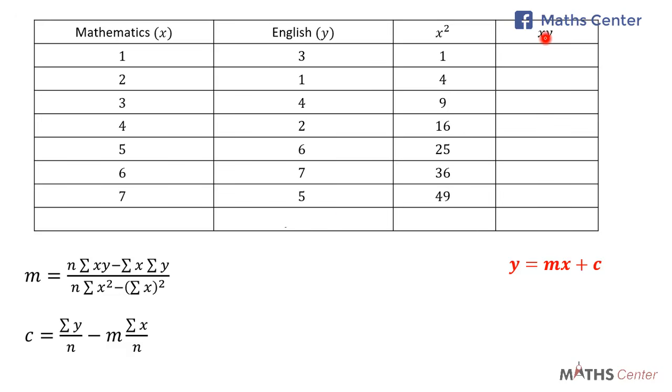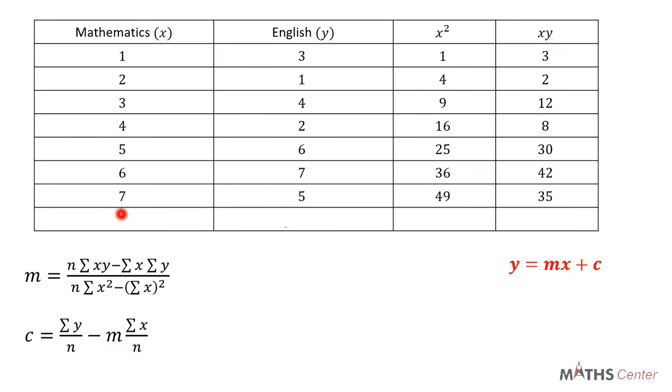Next, we need xy. So we will multiply the x and y values. 1 times 3 gives us 3. 2 times 1 gives us 2. 3 times 4 gives us 12. 4 times 2 is 8. 5 times 6 is 30. 6 times 7 is 42. And 7 times 5 is 35.